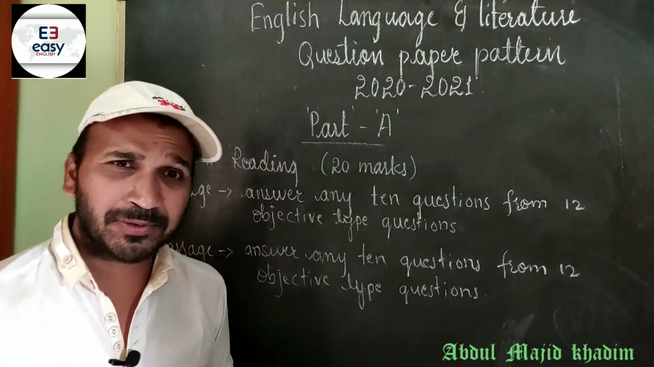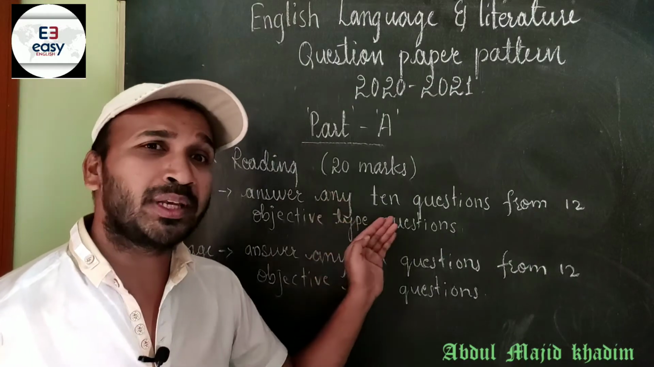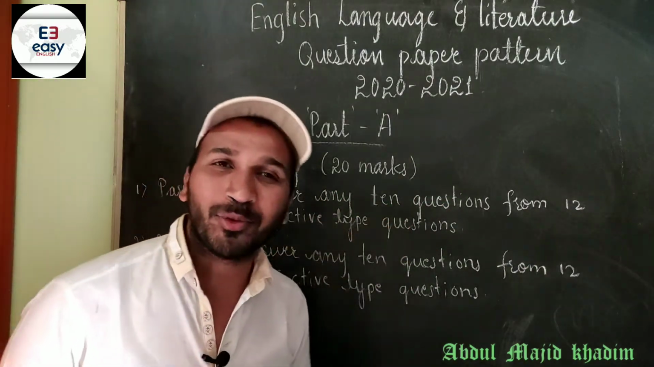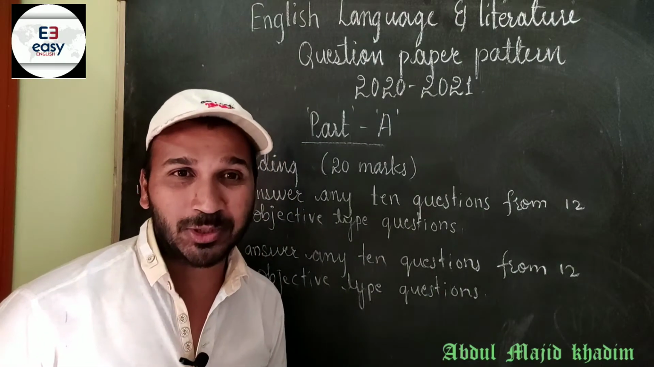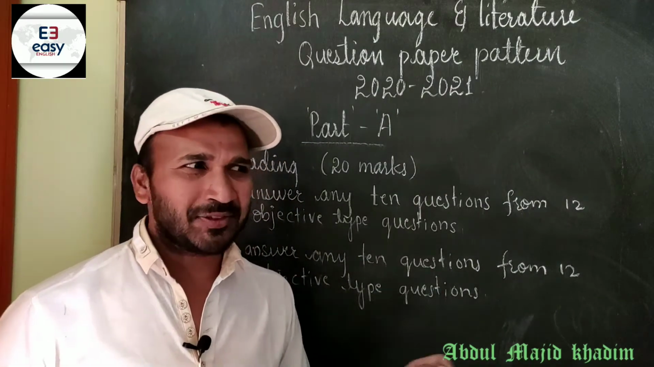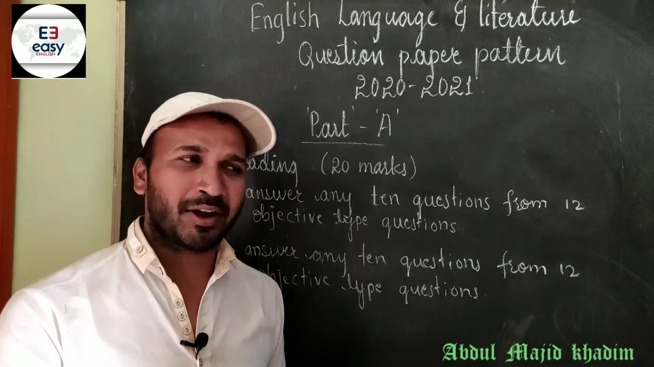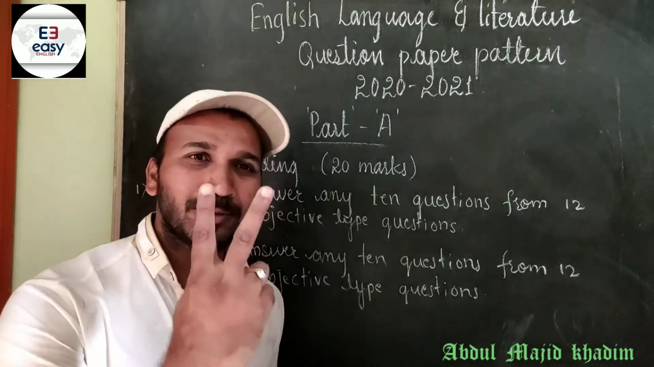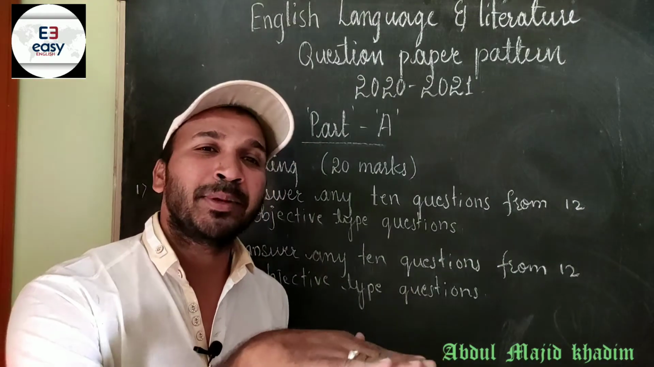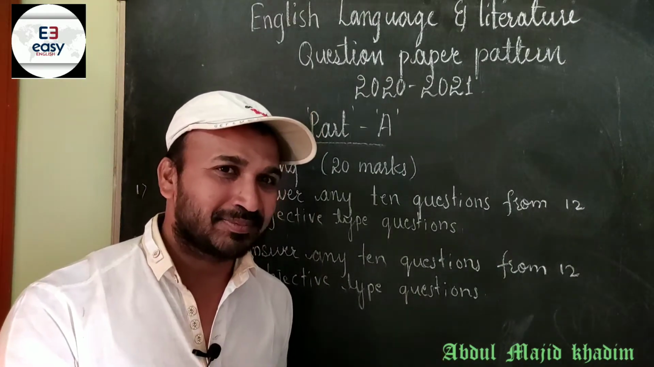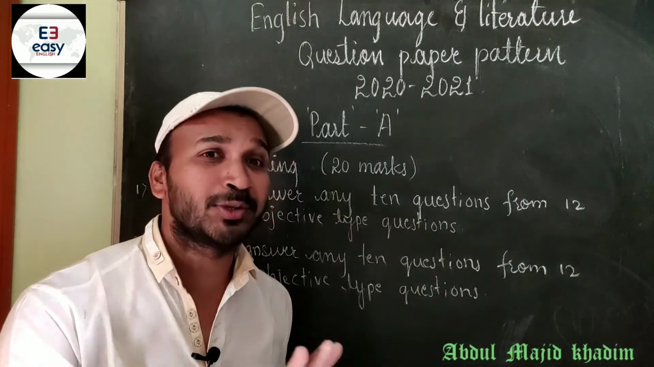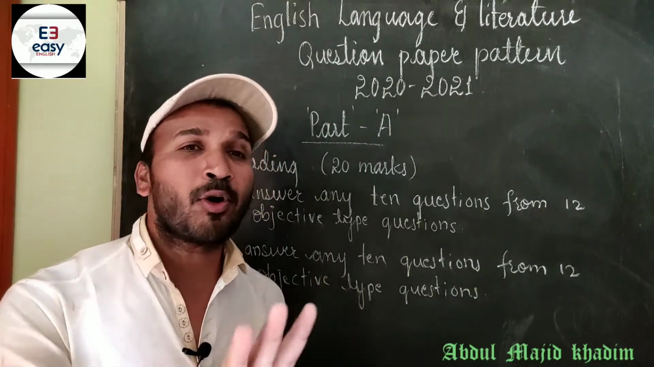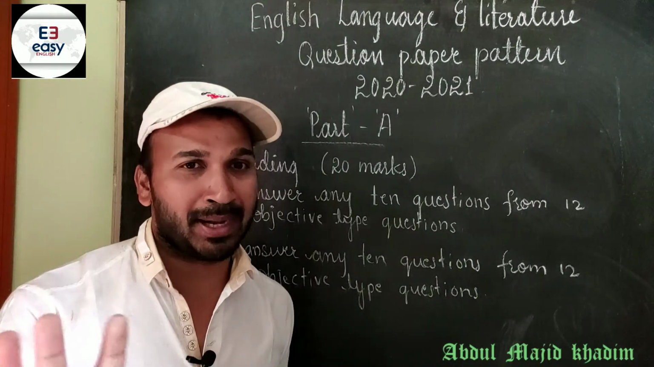So you have to attempt only 10 questions out of 12, and these are objective type questions. So sir, it is easy, we can choose one option, and after that if we feel doubt we can choose another. No, if you choose two options, there will be no mark for that answer. Just keep in your mind, if you don't want to lose any mark, don't choose two options. For two options there will be no mark.